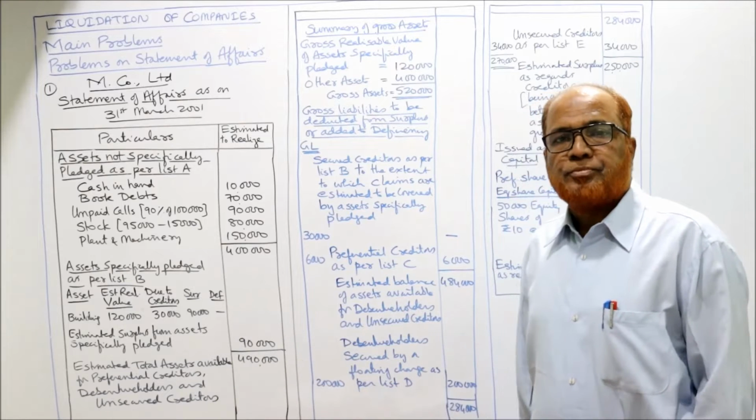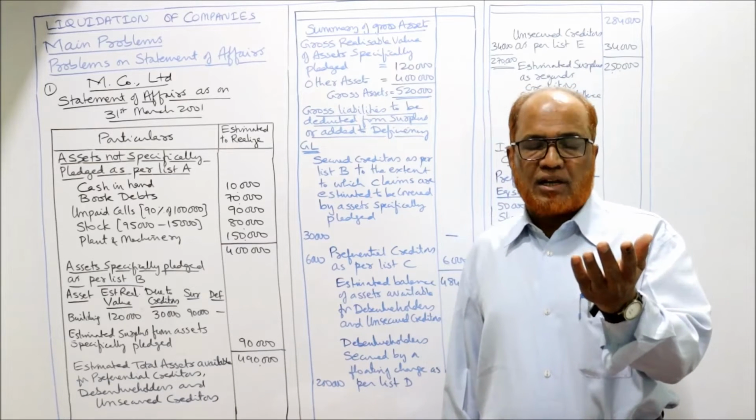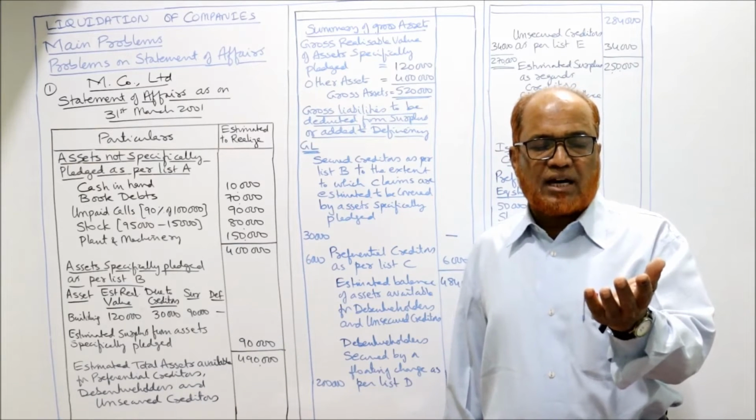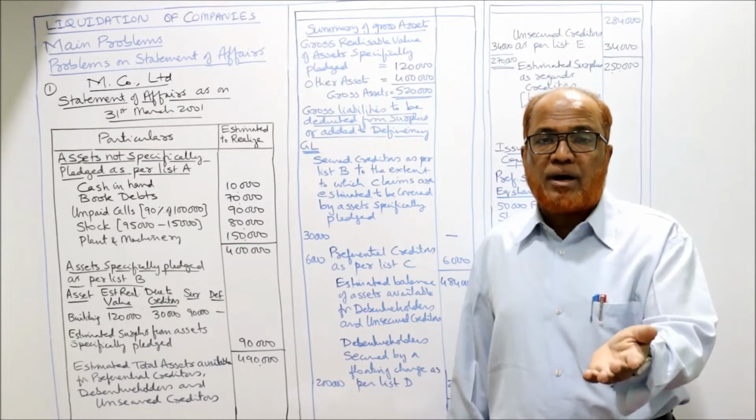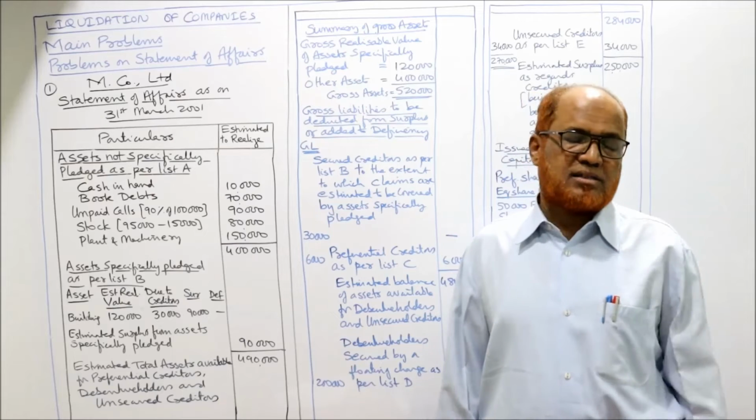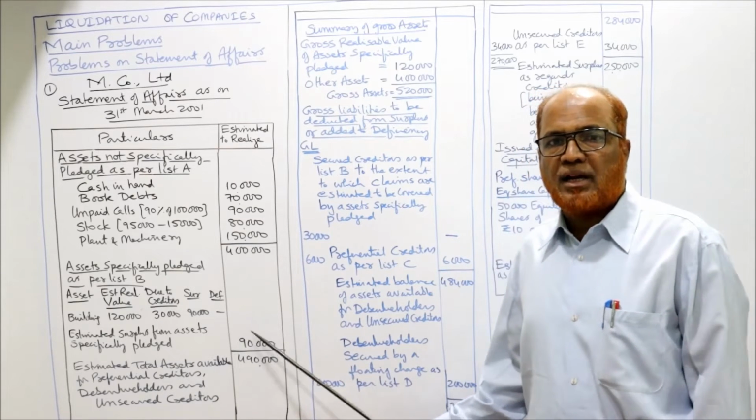deficiency. So if the realizable value of the asset is more, then we get a surplus. If the realizable value of the asset is less than the amount due to creditors, then there will be deficiency.